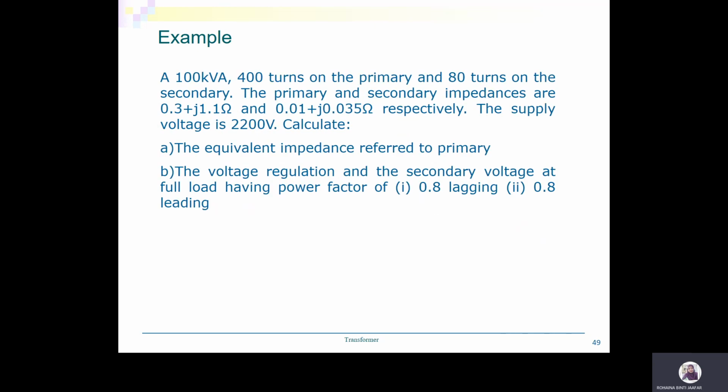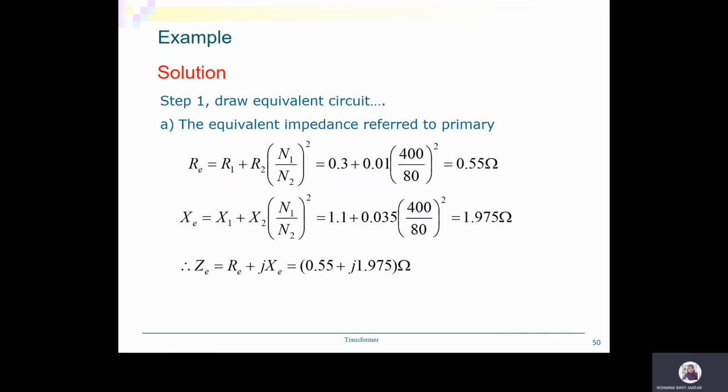This is actually the steps for how you draw the equivalent circuit referred to the primary side. You can study the steps.